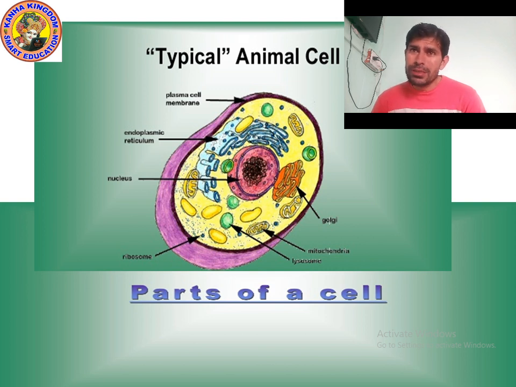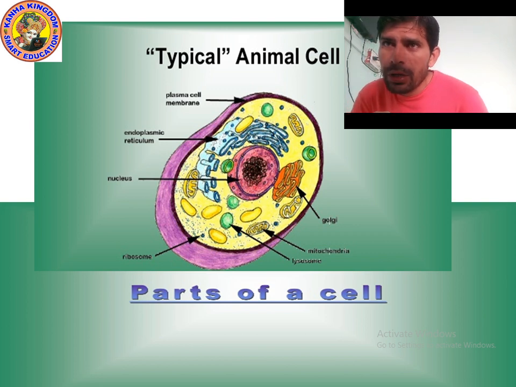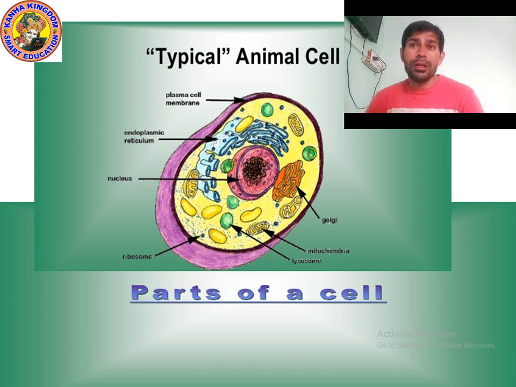Can you see the small dots in the picture? Yes, these small dots are ribosomes. Can you see the green color ball? Yes, these are actually lysosomes. And can you see the light sky color part?